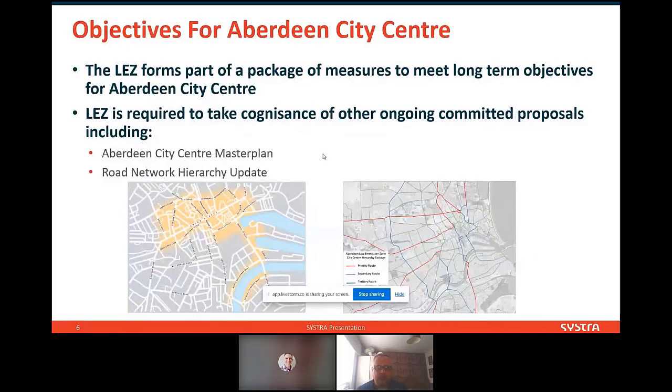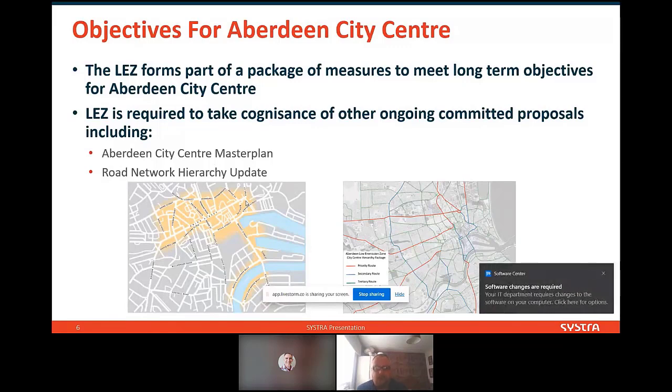Now, there's two key ongoing committed proposals for Aberdeen, one being the City Centre Master Plan, which is a 25-year programme started 5 years ago. So 20 years to go in this programme of effectively changing the traffic operation within Aberdeen City Centre to a more sustainable environment, whether that be pedestrianisation, bus only, bus and taxi only, etc. There's a whole series of measures proposed for Aberdeen over the next 20 years that clearly we'll have to take account of when we're looking at a low emission zone.